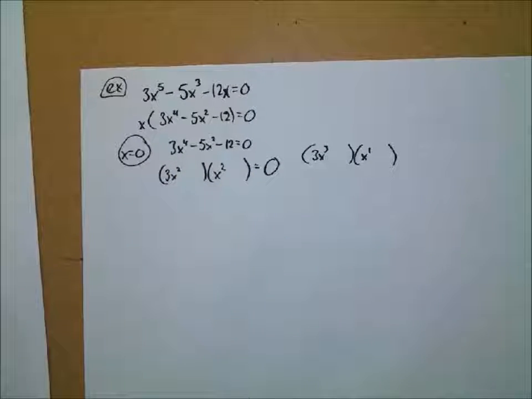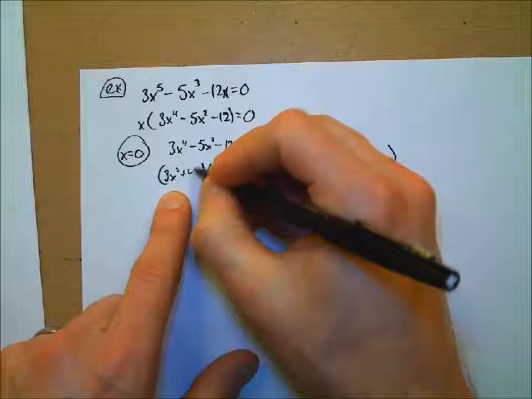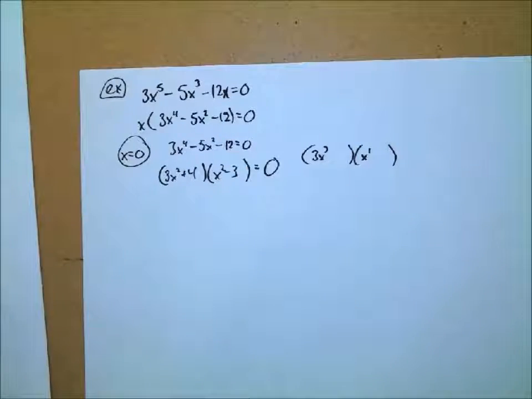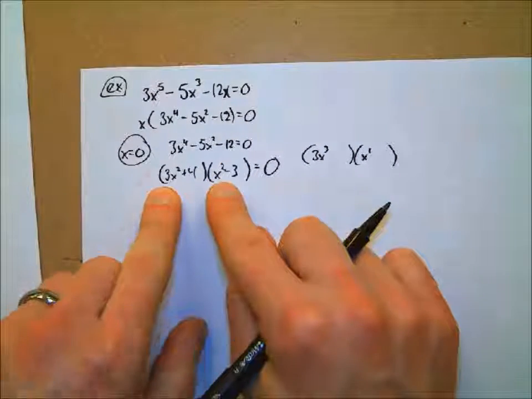Plus 4, minus 3. Okay, so 3x squared plus 4, x squared minus 3 like that. All right, let's check it out. 3x squared times x squared, 3x to the 4th.